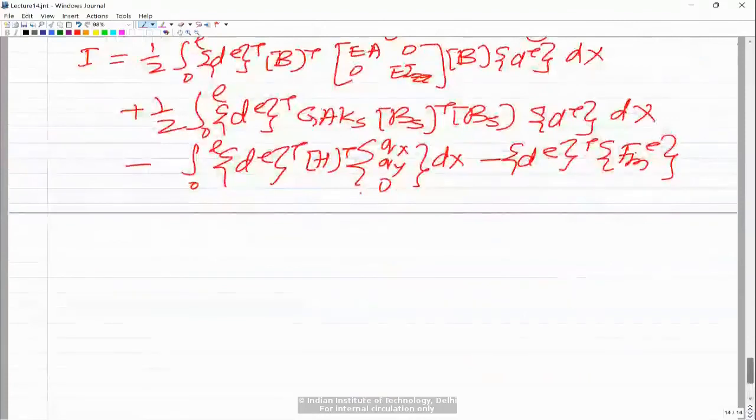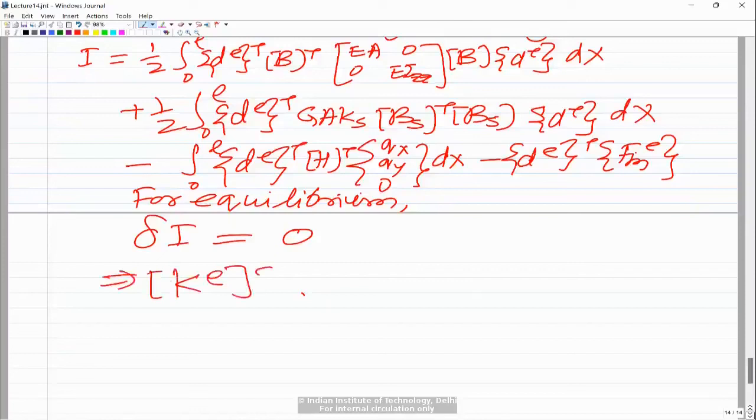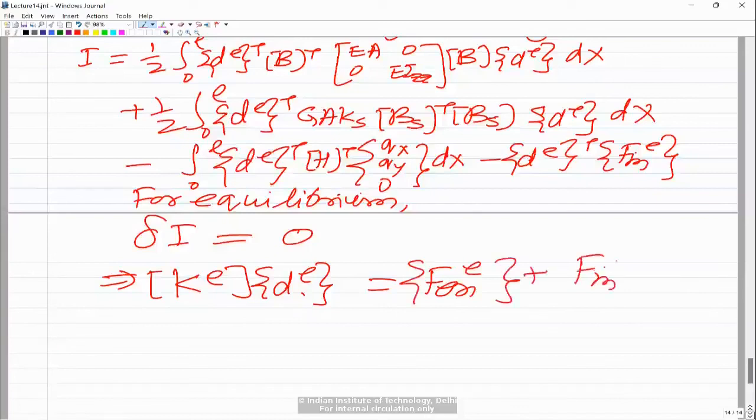So this is what you get as your I. Then you take the variation of I. So delta I, for equilibrium, the satisfaction of the equilibrium equations is equivalent to delta I equal to 0. So for equilibrium delta I must be equal to 0, and then you take delta D transpose common on the left hand side, and that is arbitrary. So delta I should be 0 for all values of delta D, and that gives you basically the element level governing equation, which is Ke into DE is equal to F external for the element plus F internal for the element.